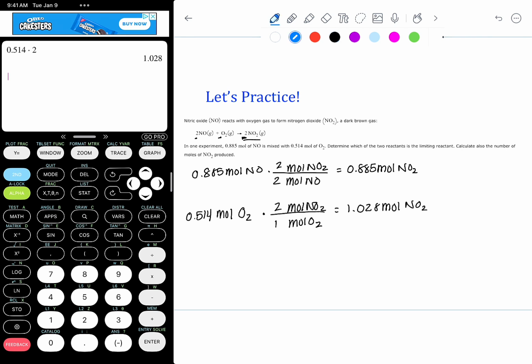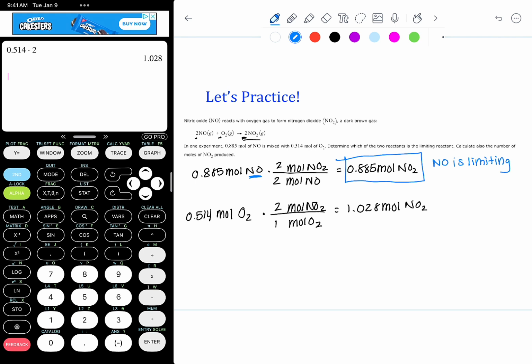So we look at our two values for our products, and the lesser of the two is what's limiting. So the lesser amount was 0.885 moles of NO2. That was created by NO, nitric oxide. So NO is limiting. Then it says also calculate the number of moles of NO2 produced, which we already did through this process.